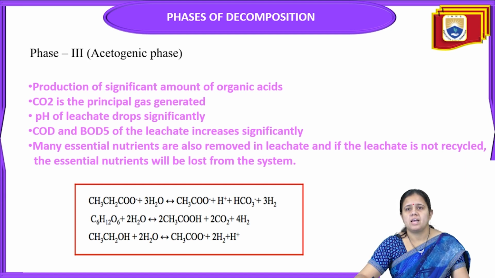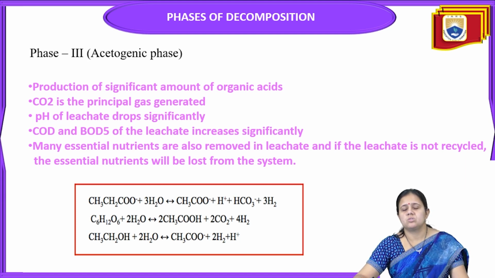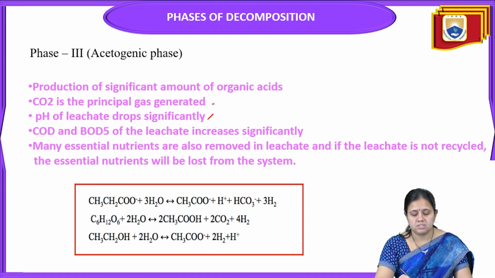Phase 3 is the acetogenic phase. So in the acetogenic phase, what happens? There is production of a significant amount of organic acid. CO2 is the principal gas being generated, and the pH of the leachate drops significantly. The pH will be reduced.